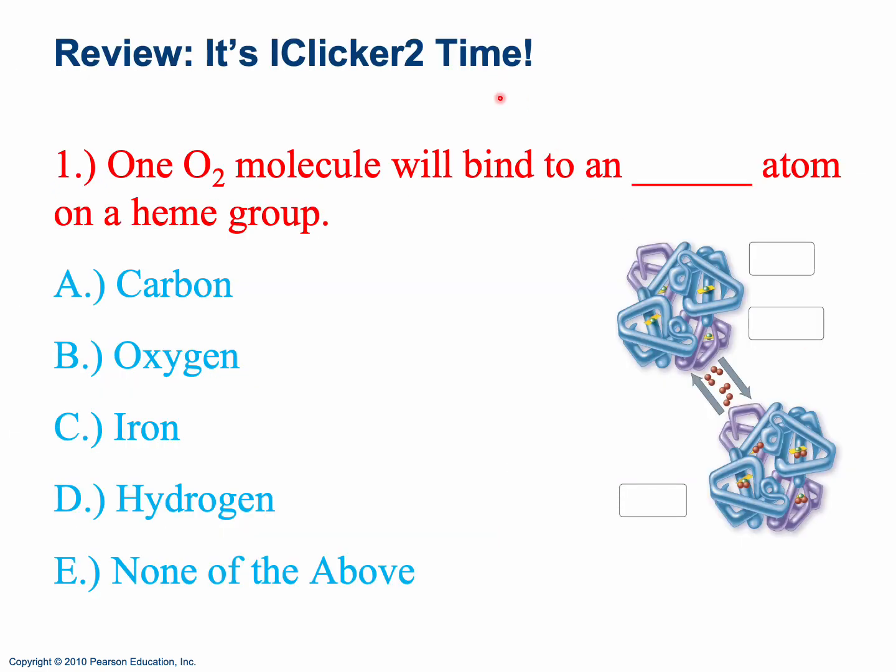All right, so we're now going to review, and this is an opportunity for you to go back and look at your notes and make sure that you're grasping some of these really important concepts. So it's review time. Our first review question for you to work on at home: 1 oxygen molecule will bind to a blank atom on a heme group. Which of these would be the correct answer? We'll give you a couple seconds to look through your choices, and hopefully you select the correct answer.